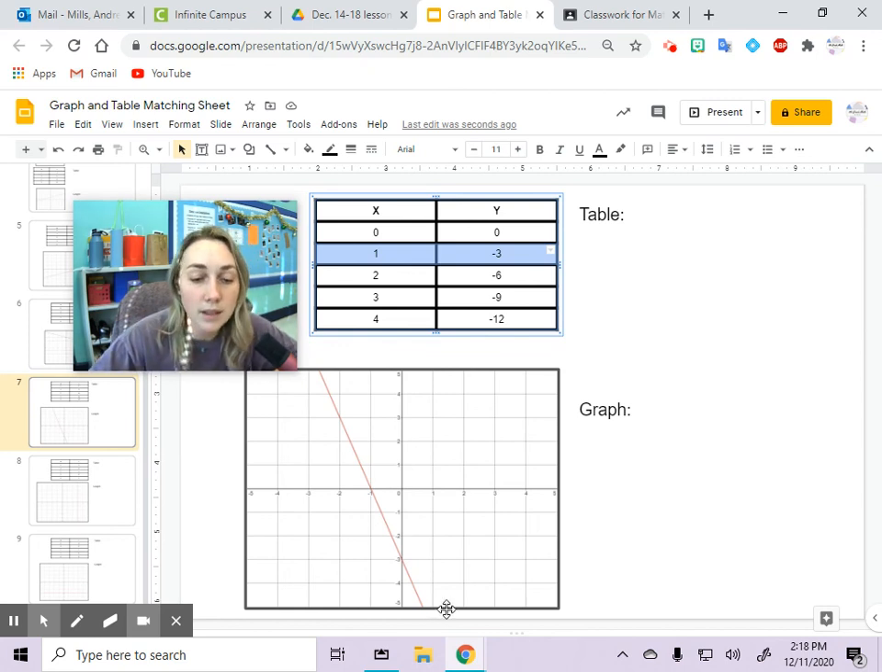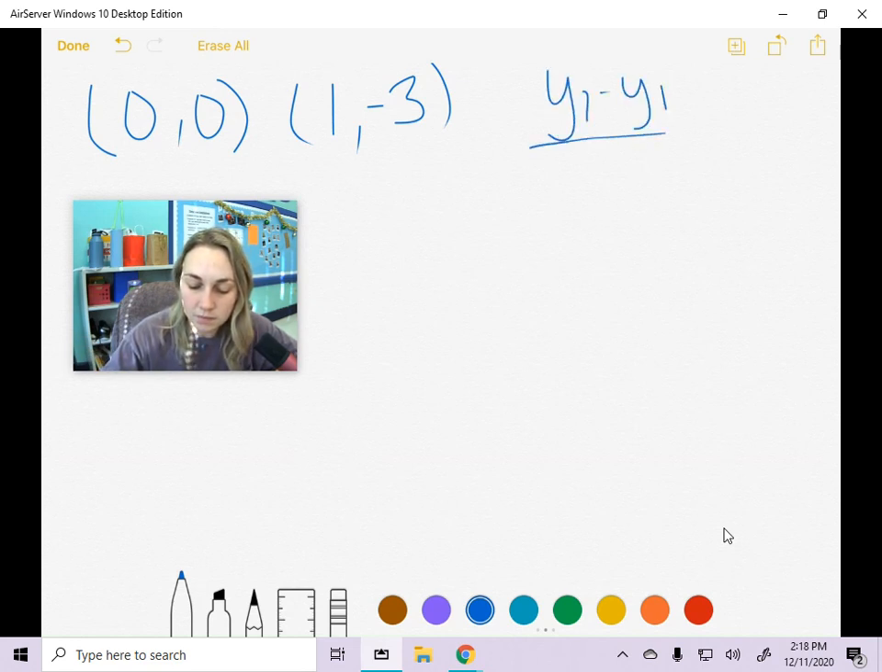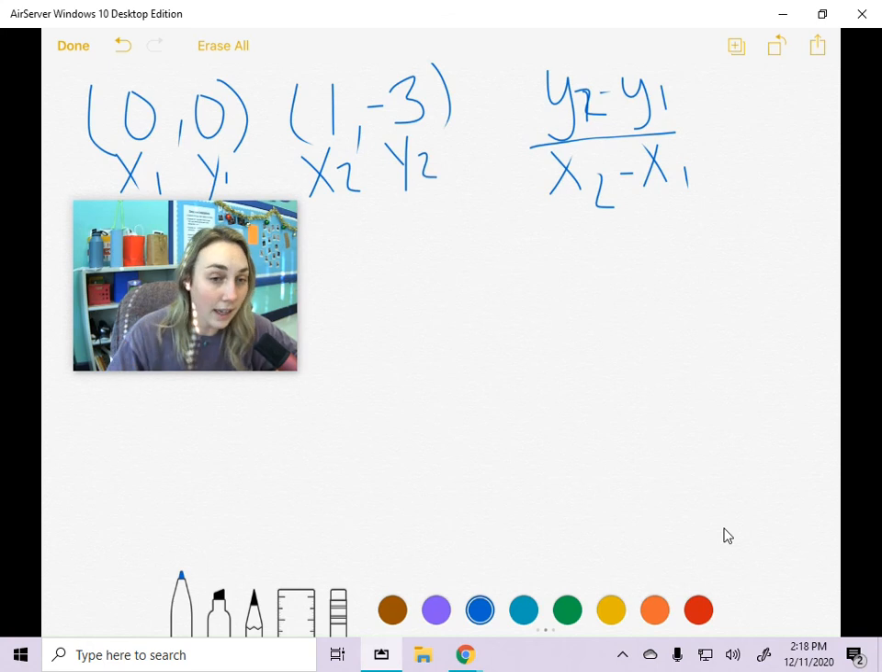All right, let's do the math. So the slope formula is y2 minus y1 over x2 minus x1. I'll label this as x1 and y1 because it's the first ordered pair I see, and I'll make this x2 and y2 because it's the second ordered pair that I see. Now I can put it into the formula.